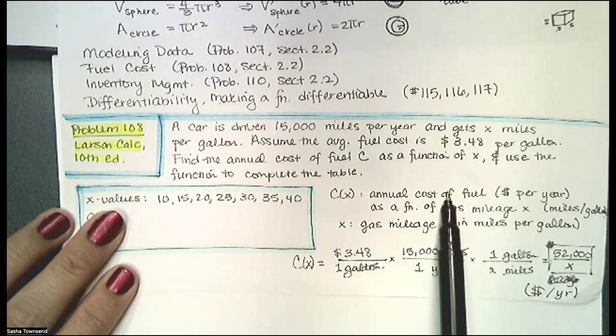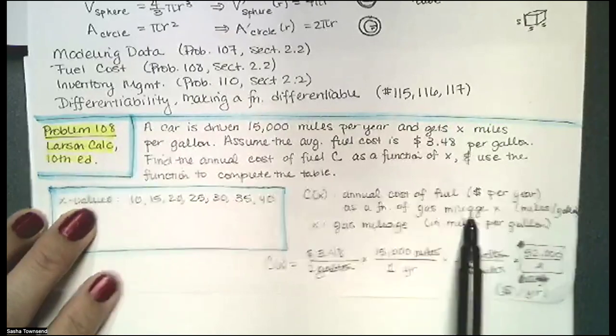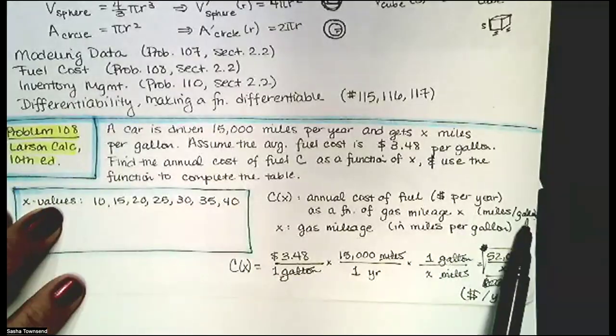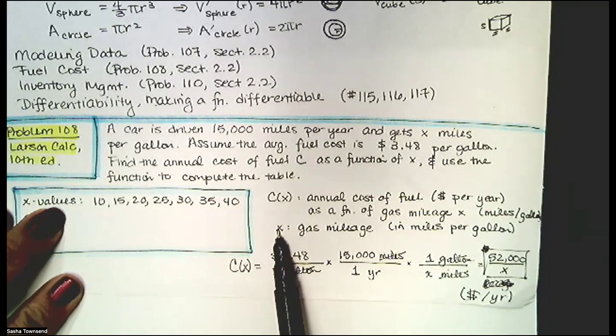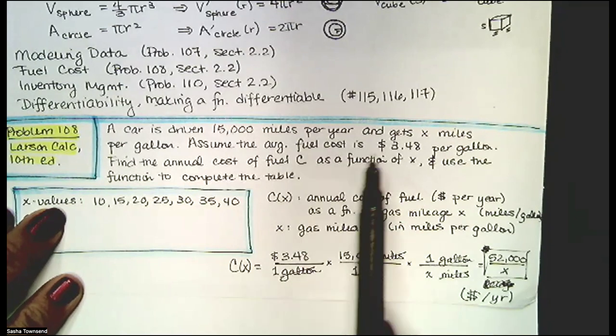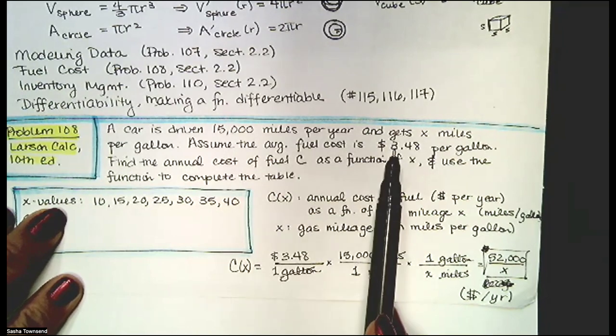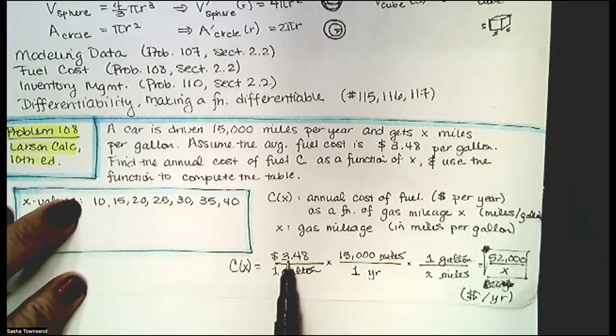Well, it's the annual fuel cost in number of dollars per year as a function of gas mileage, which is some number of miles per gallon. And so I specify that that's what X represents. I remind myself what the units are. And then I say, okay, what do I have? What do I know? Well, my problem statement says that the average fuel cost is $3.48 per gallon. So I write $3.48 per gallon down.